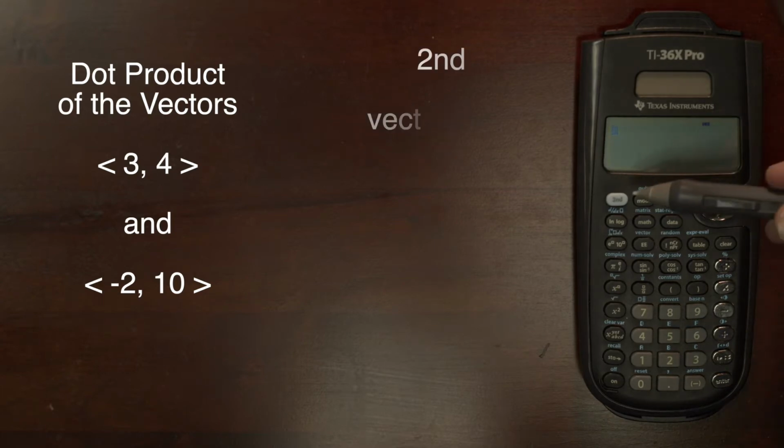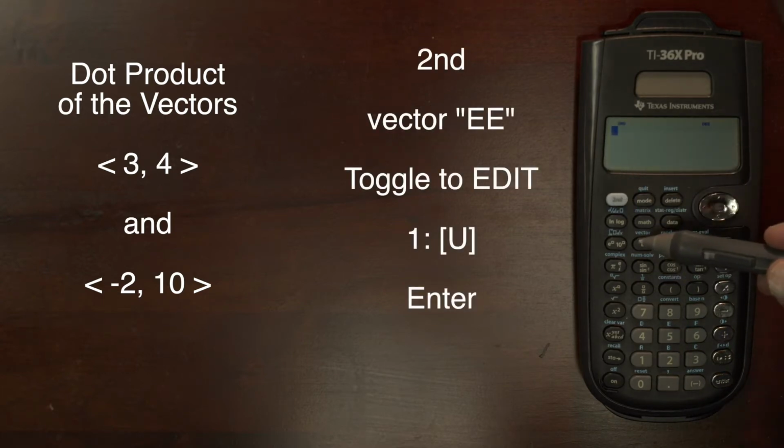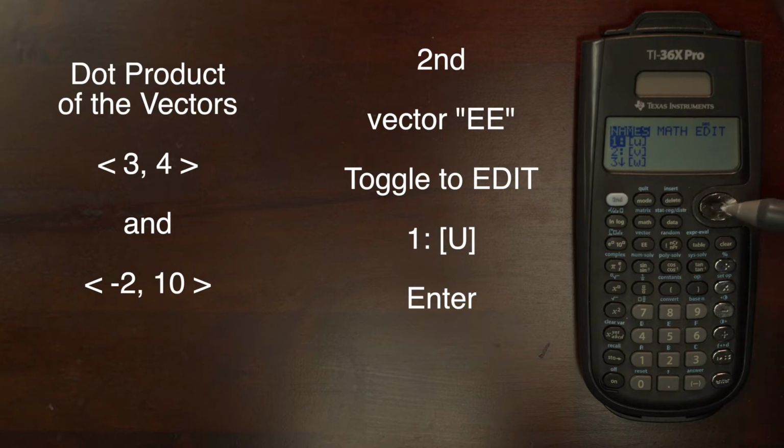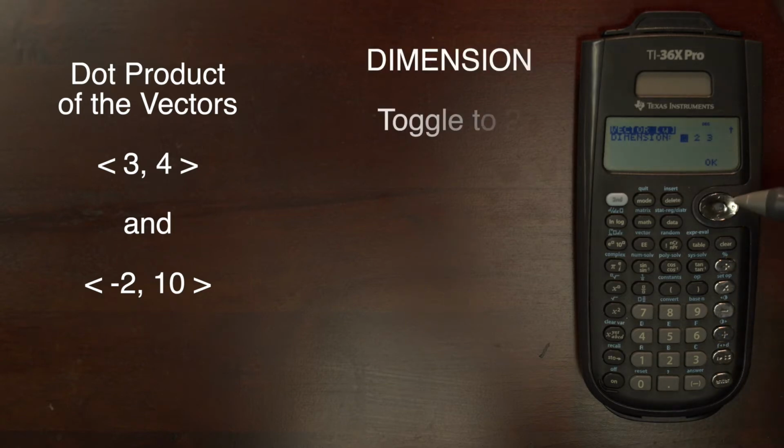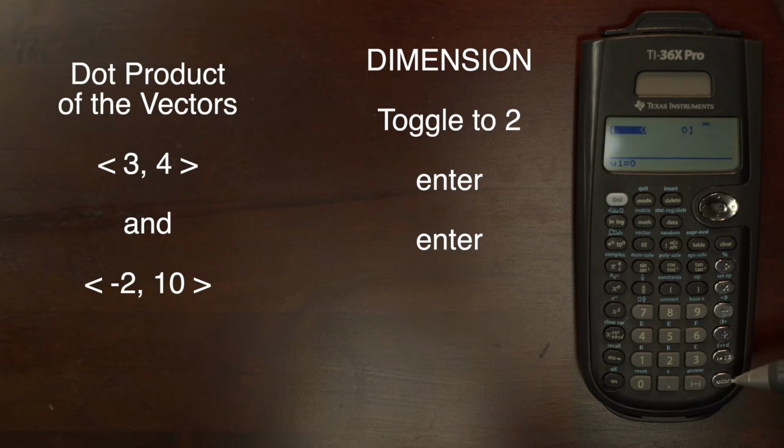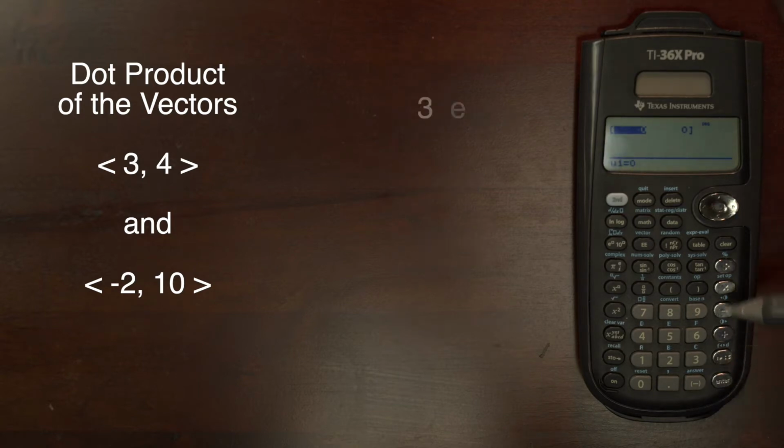So we define the vectors first using second and then vector, which is above the double E, toggle to edit, and we're already on the U, and so we hit enter. Now we define the dimension of our vectors. It will be 2, so we hit OK. And now we enter in that data. 3, enter, 4, enter.